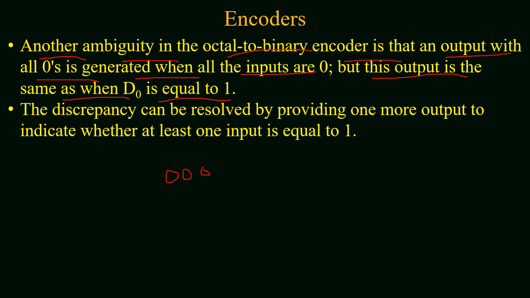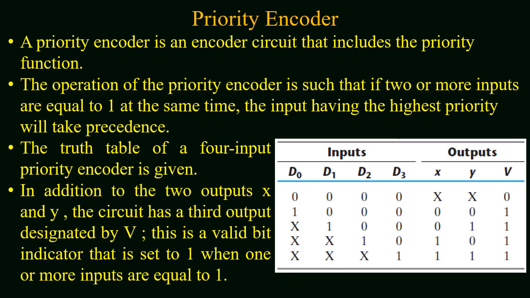This discrepancy can be resolved by providing one more output to indicate whether at least one input is equal to 1. And if all the inputs are 0, this output must also be 0. So in normal encoders, we were having two issues which we have discussed. Now to overcome this, we will use a priority encoder.